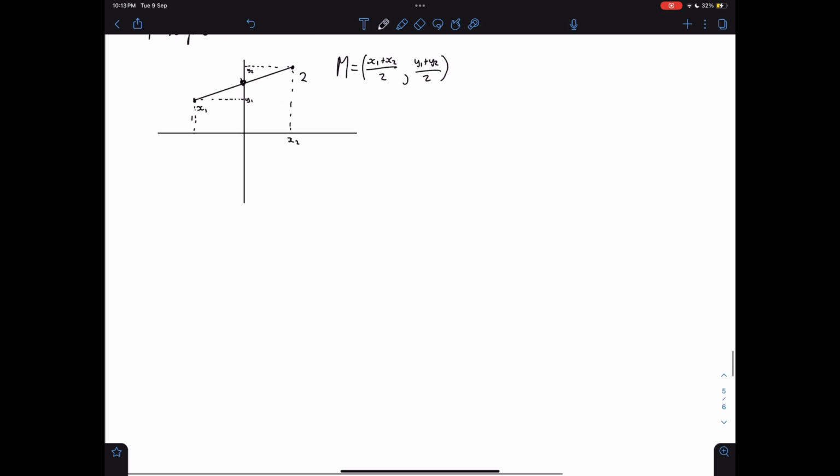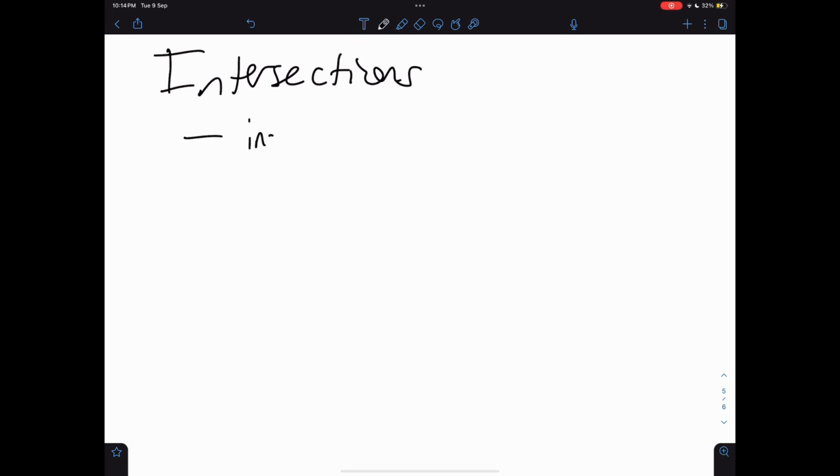And now we'll move on to some heavier content, slightly. The next one I'll say is intersections. If it asks for the points of intersection, you've got to instantly think simultaneous equations.